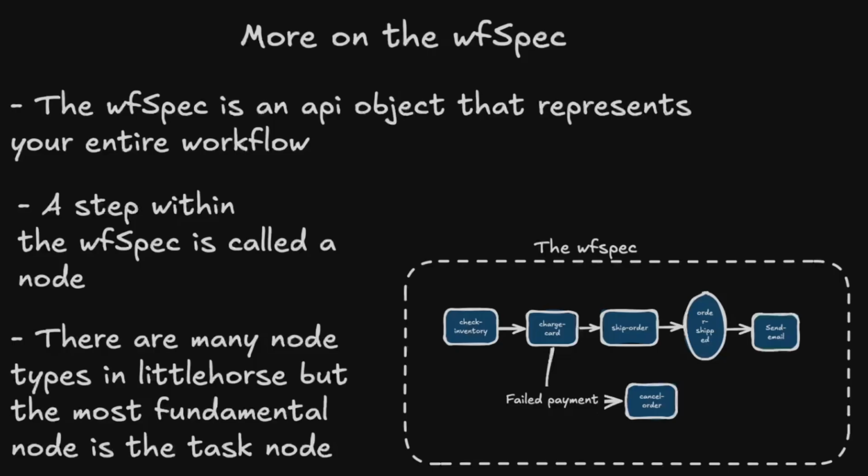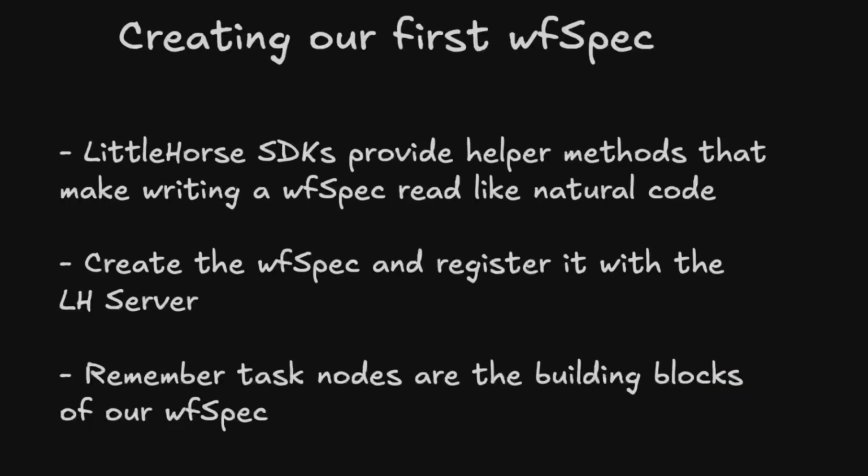A step within a workflow is called a node. There are many node types in LittleHorse, but the most fundamental node is the task node. Before we create our first workflow specification in LittleHorse, there are a few pieces of information that we have to know. LittleHorse SDKs provide helper methods that make writing a workflow specification read like natural code.